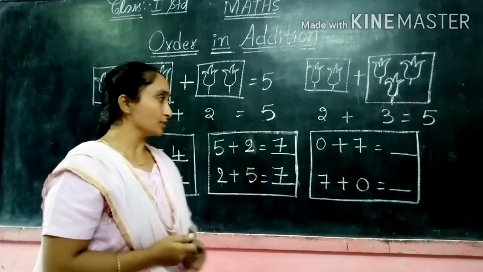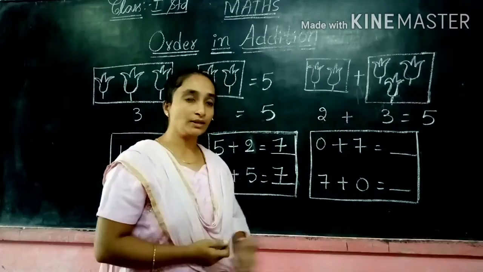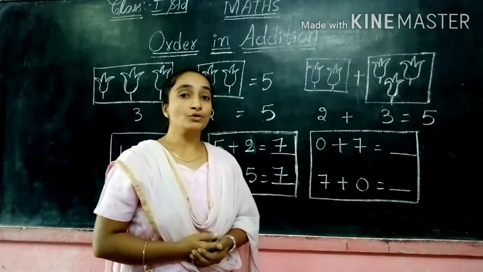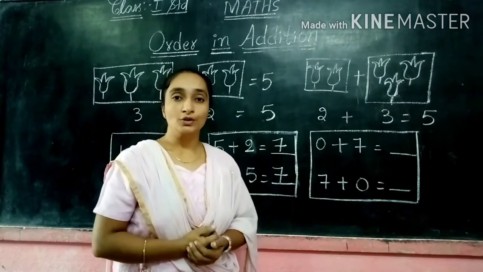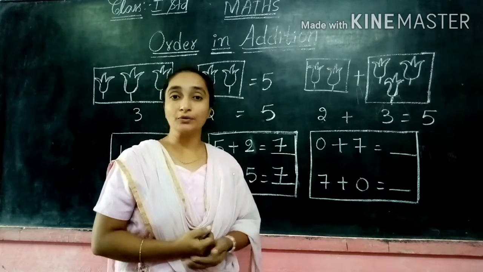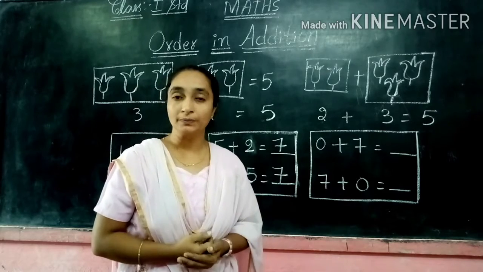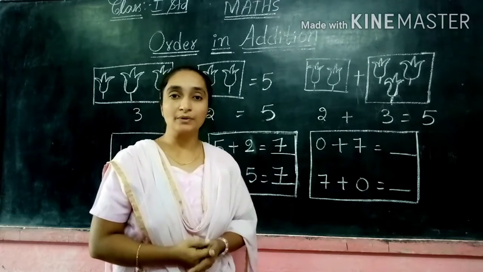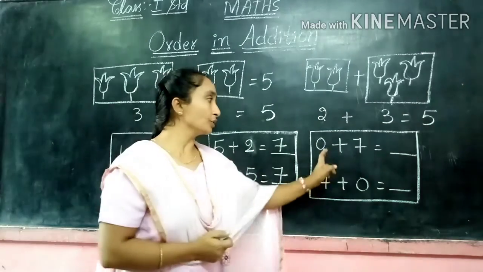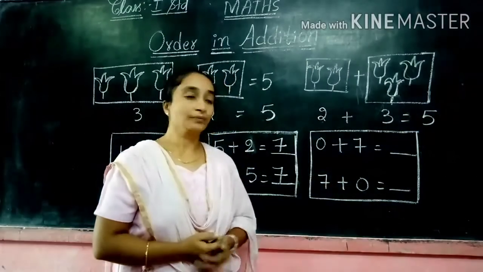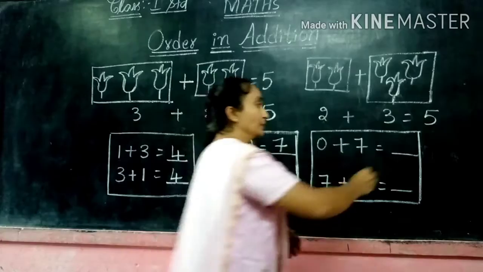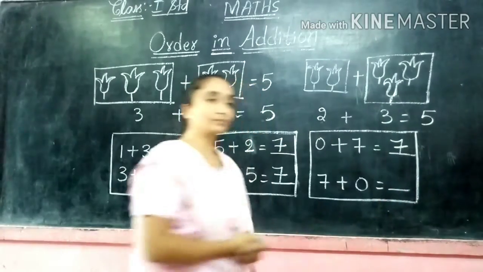Let us see in the zeros. If you come to the zeros, here we can see, children, 0 plus 7. 0 means nothing. We have already learned before that when you add 0 to any number, what will the answer be? Yes, the same number. So here the answer is 7, because 0 plus 7 is 7. So here I am writing the 7.